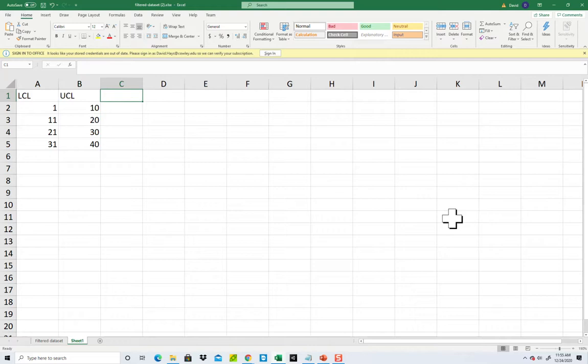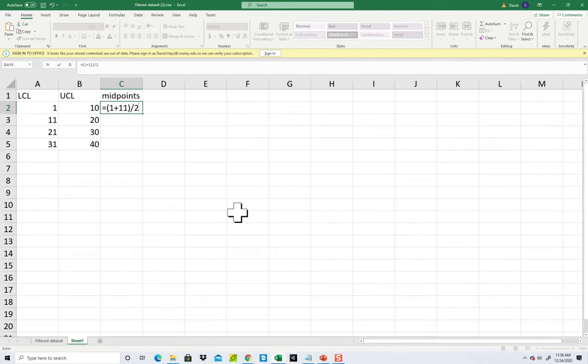Okay. Now there's two ways to figure your midpoints. And that's why I say I may have to play with this. I think what this book does is it takes this lower class plus the next lower class and divides by 2. Other books will take 1 plus 10 and then divide by 2. So we'll try. So I'm going to do an equals and 1 plus 11 divided by 2.